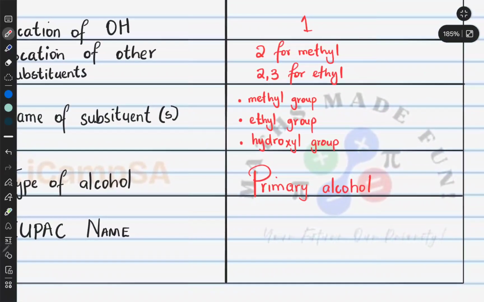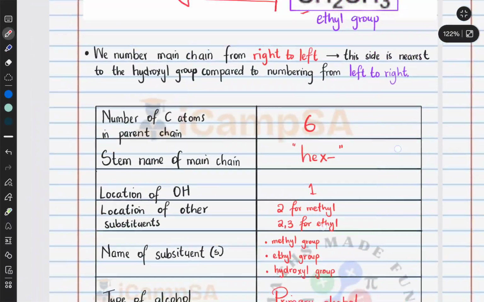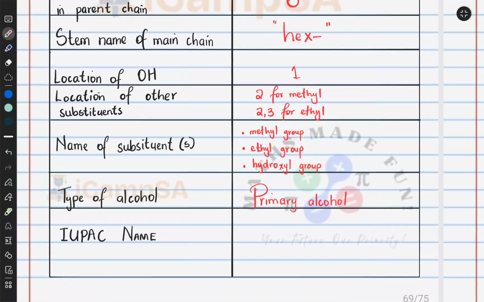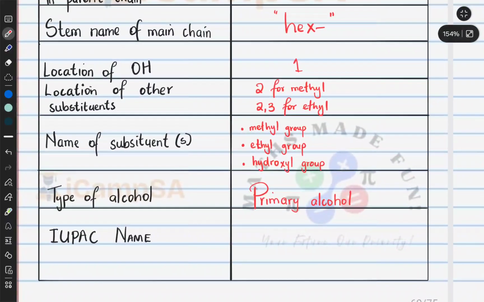And then now let's go to the IUPAC name. So we said we have the methyl group and two ethyl groups. So we start with ethyl. Why? Because of alphabetic precedence, right? So E comes before M. So when we are creating the final IUPAC name, we must always be aware of such things. So keep that in mind.